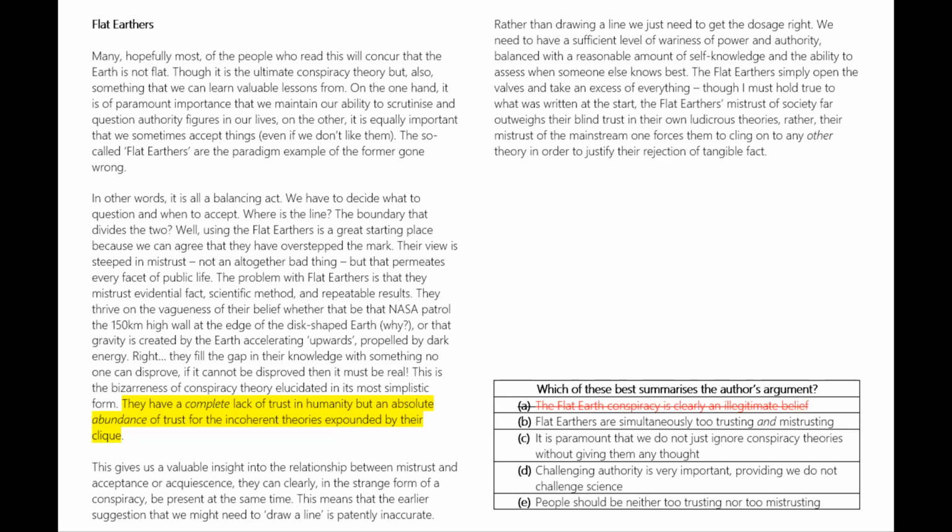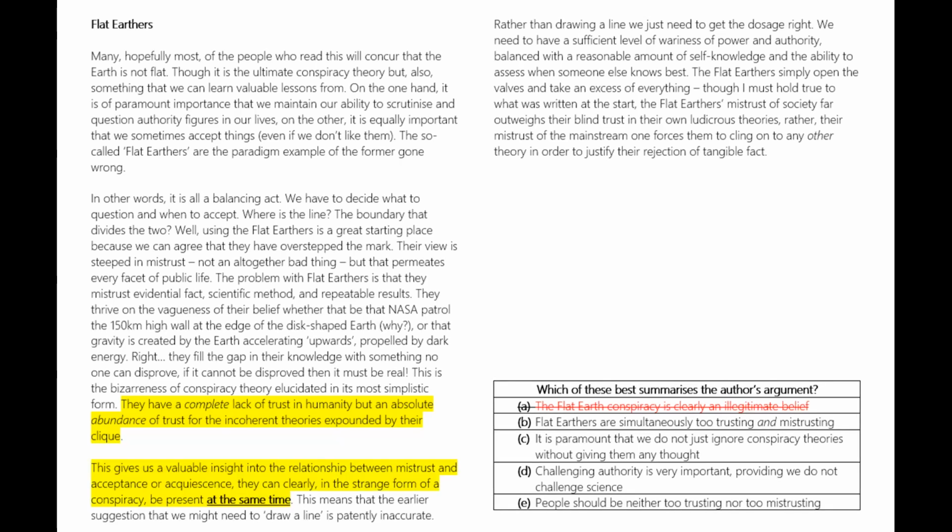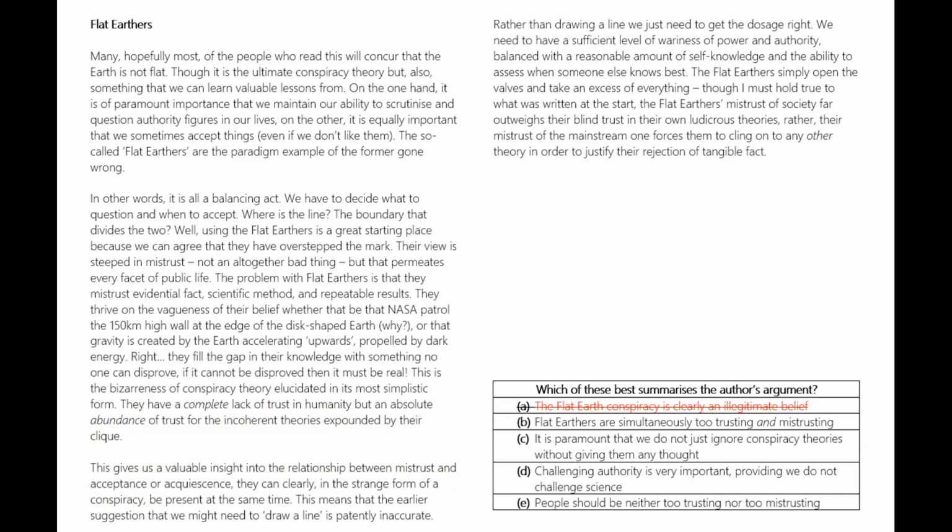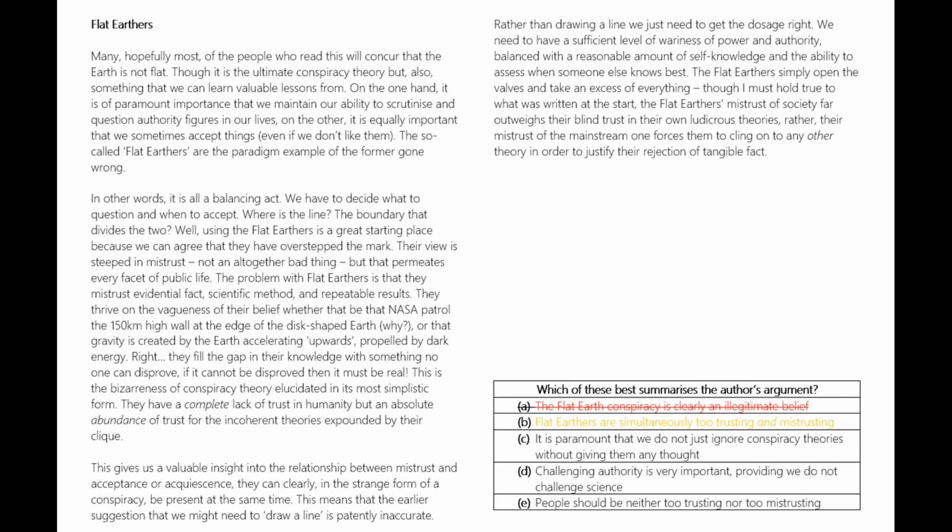Again, in paragraph 3, it said, "This gives us a valuable insight into the relationship between mistrust and acceptance or acquiescence. They can clearly, in the form of a conspiracy, be present at the same time." So that's some strong evidence there for B. But we can't yet be certain if this is indeed the best summary of the argument, because we haven't looked at the other answers. So what I'll do is leave this one in yellow while we have a look at the other answers.